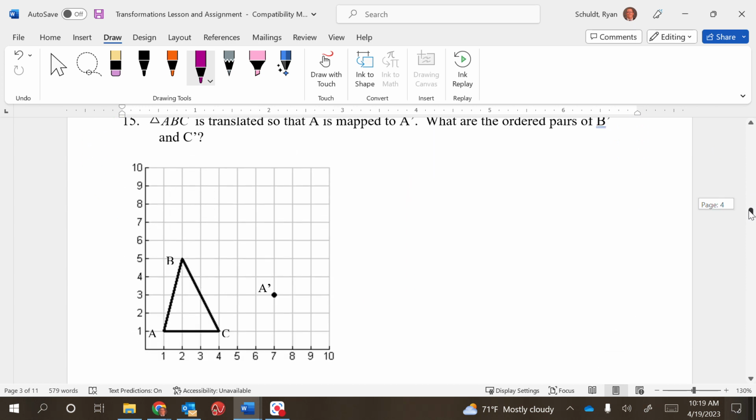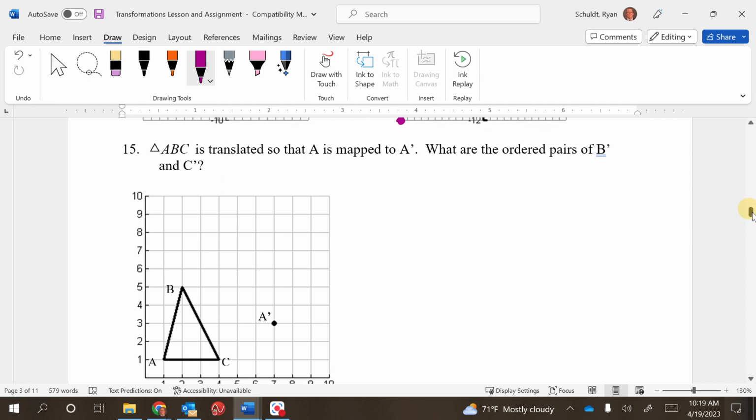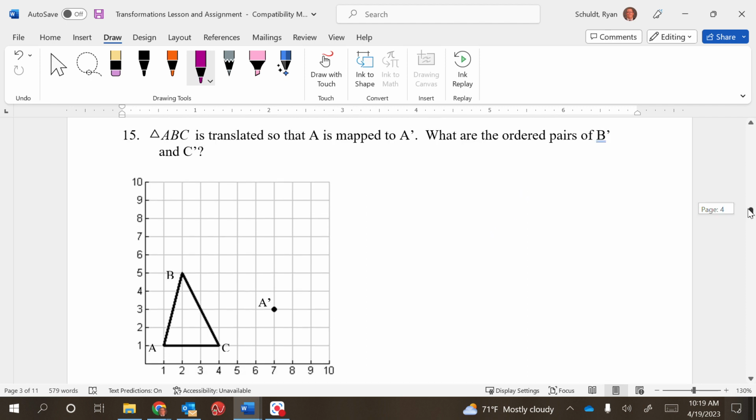Okay, 15. Triangle ABC is translated so that A is mapped to A prime. What are the ordered pairs of B prime and C prime? Okay, so what did we do? Mapped is a fancy way of saying moved. So how did we move A? We went 1, 2, 1, 2, 3, 4, 5, 6. That's all we did. We went up 2 over 6.